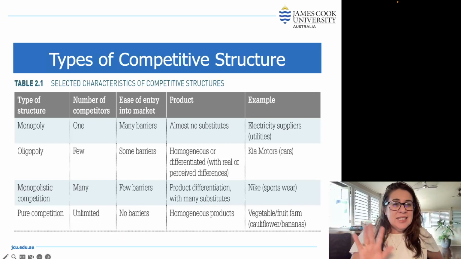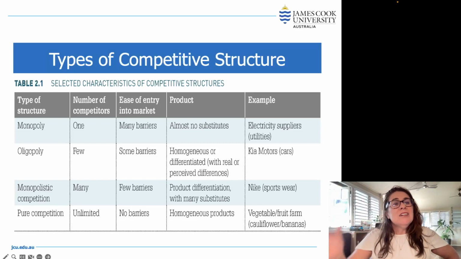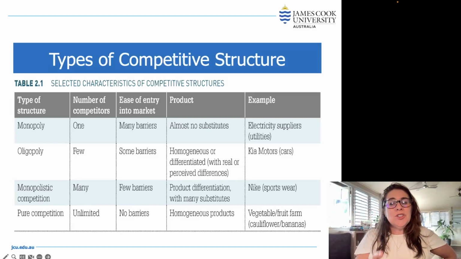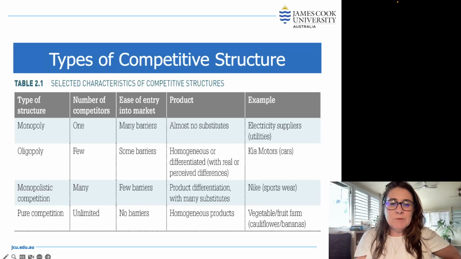So this table here is taken from table 2.1, which is out of your textbook, and that provides some further detail on the different characteristics of these competitive structures. Marketers need to monitor the actions of major competitors to determine what specific strategies competitors are using and how these strategies might affect their own. So it's not enough just to analyse available information. The firm must develop a system for gathering ongoing information about its competitors.